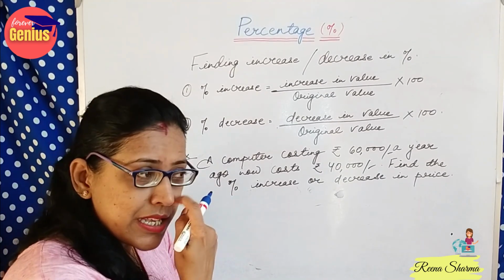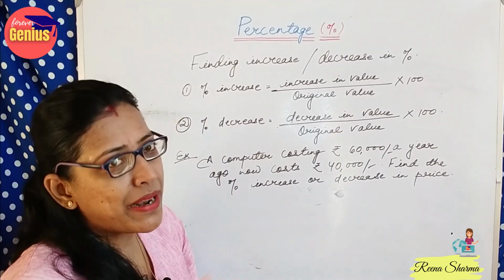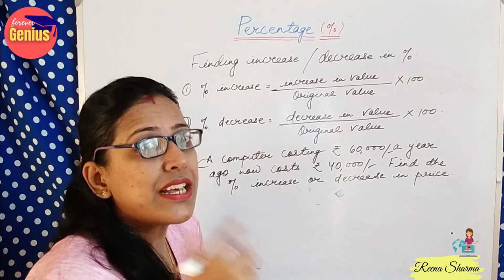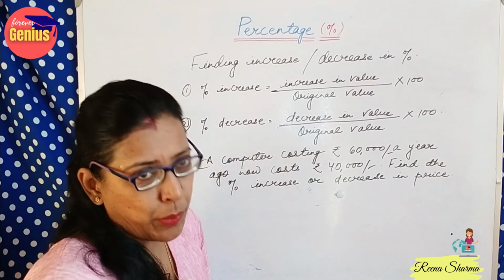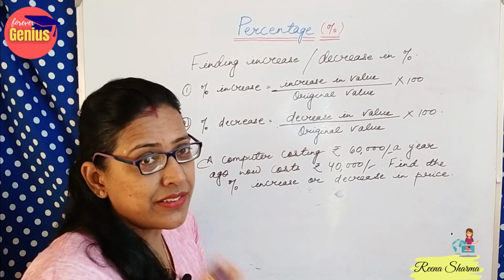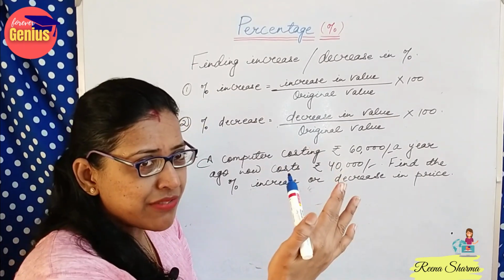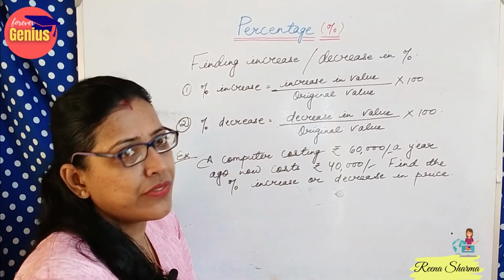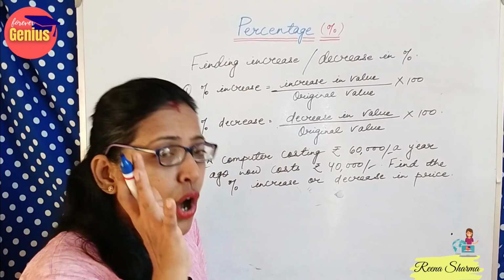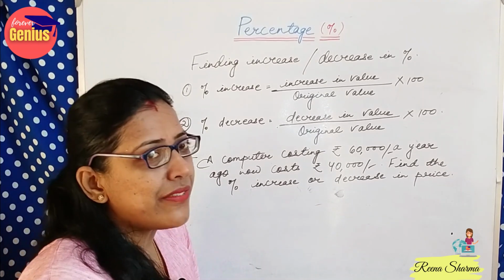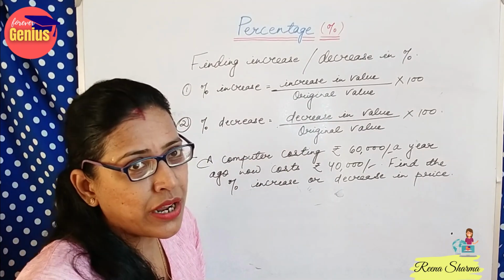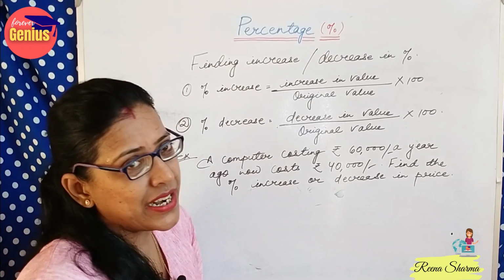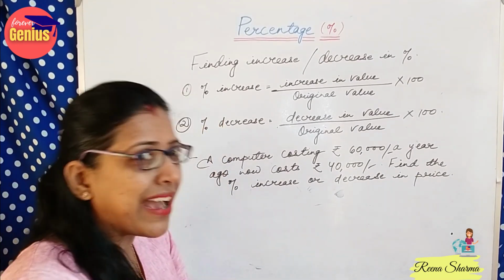Suppose this is the scenario: the cost of the pen is 15 and after 1 year, the cost of the pen becomes, say, 20 rupees. So the difference is 5, it is an increase. So increase in value by original value. We will always calculate on the original value. Then only we can find the correct percentage. So 5 divided by 20 into 100. In this way we can find the increase or decrease of any value given.